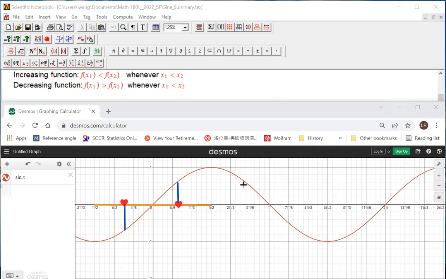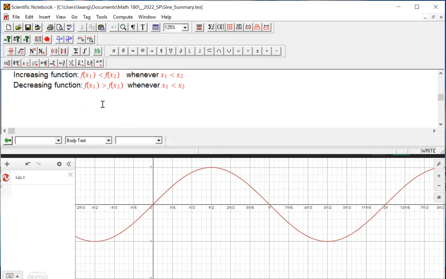Okay, now let's look at the description. How do we describe it? So here are some examples of how to describe it. We can say sine is increasing in the interval of negative pi over 2 to pi over 2.